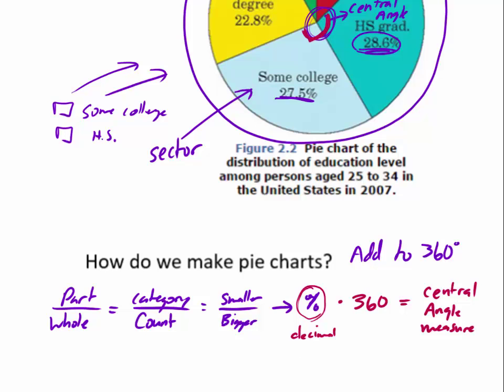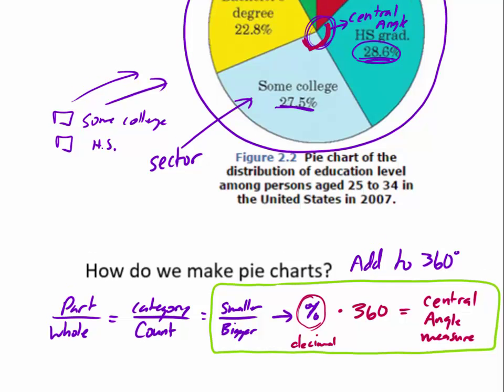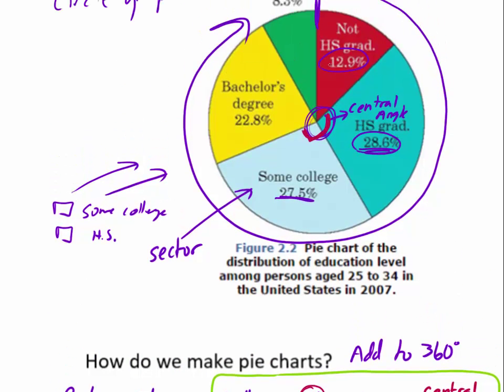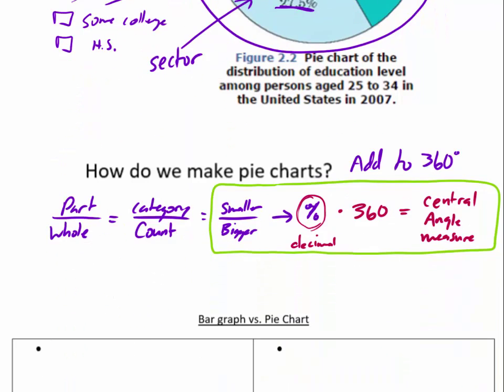So this process is included right here. That's how you make a pie chart. Now, how many different sectors do we have? We have 5 different sectors, so we're going to have to do this process right here 5 different times.